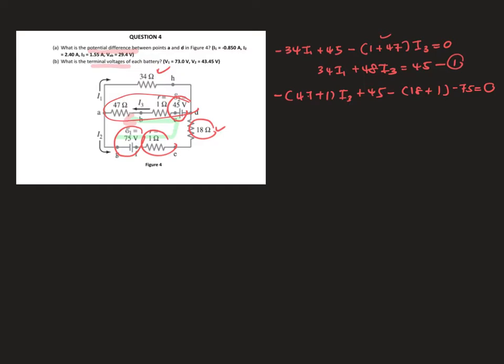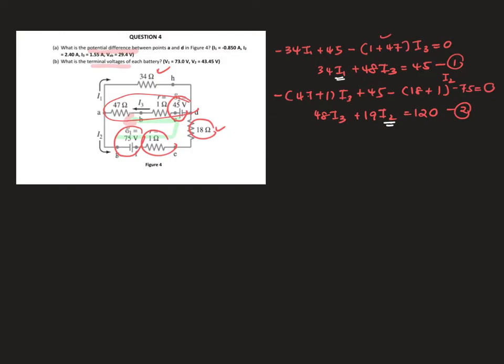Okay, once you're done with this one, I need to put I2 here. Once you're done with that, you need to rearrange everything. Therefore, you are going to get 48I3 plus 19I2 equals to 120. So let's change the unknown first. Now we can see that the I3 here and the I3 here have the same value, so we don't have to change that. So I can only change I1 or I2.